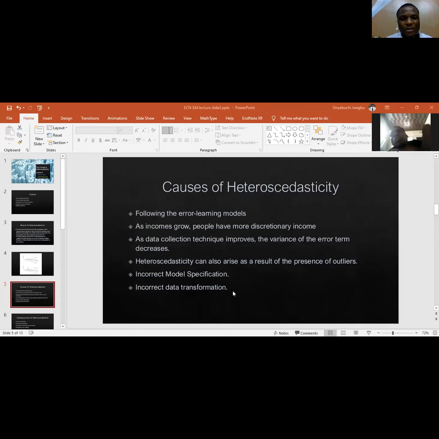The learning curve theory states that the more an individual takes up a task, the lesser the error the individual would make if the individual were to repeat that task. That is the learning curve theory.